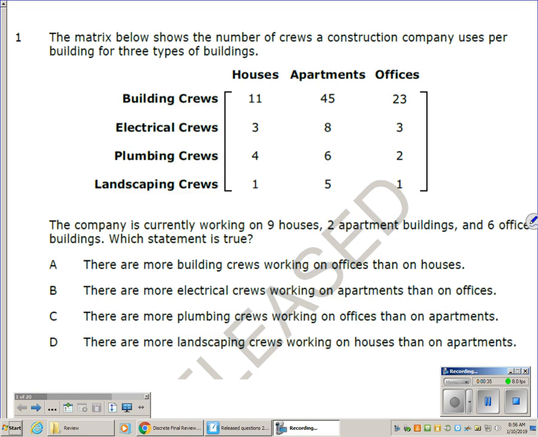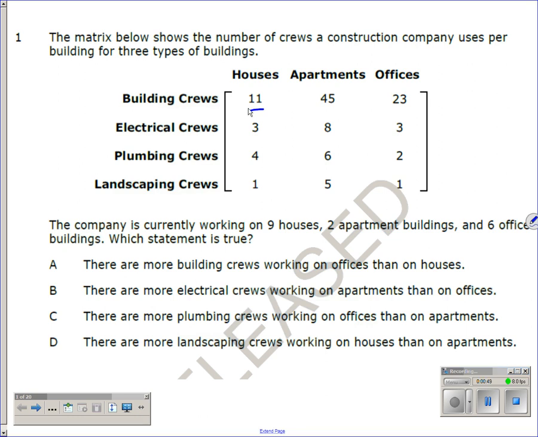Okay, so here it's talking about all the different crews that we have, and this is the number of crews required for each house, apartment, and office. So it wants to see if you can understand how it's read. Like you need 11 building crews per one house. Okay, just what the problem's saying. And if you read the choice here, it says the company is currently working on 9 houses, 2 apartment buildings, and 6 office buildings.